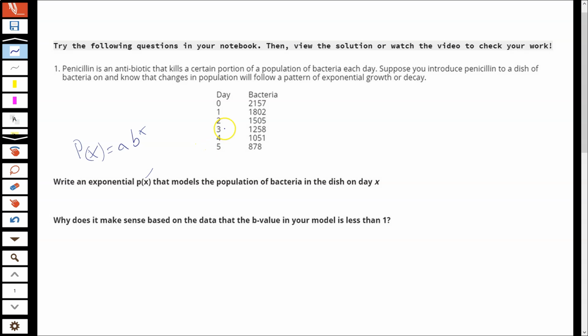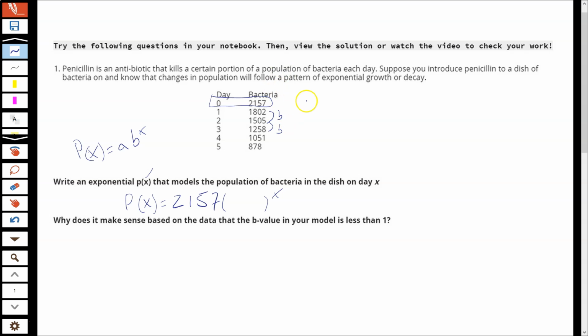Well, A is actually given to us if we look closely. Day 0 gives us A, so P of X is going to be 2,157 times something to the X power. Now we need to figure out the B value. Remember, the B value is some number that I multiply each of my Y values by to get the next Y value.